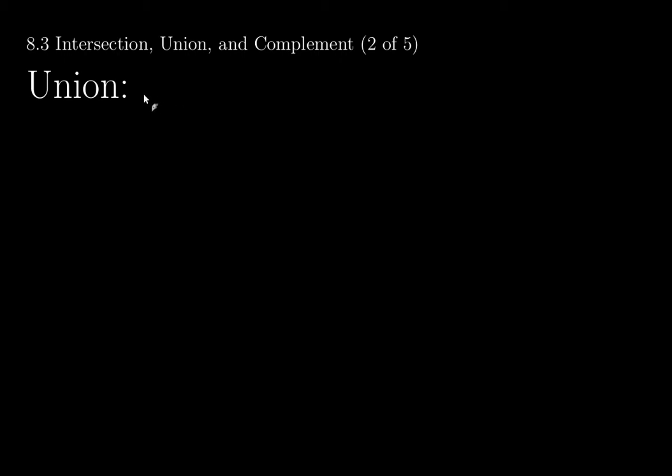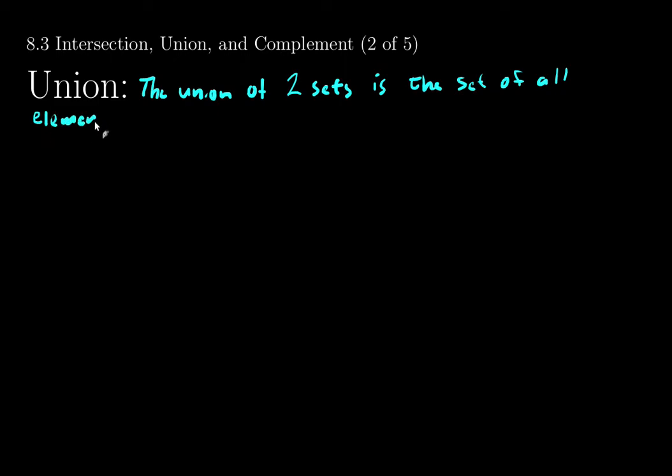Another thing we can do with two sets is find their union. So the union of two sets is the set of all elements that are in either set.